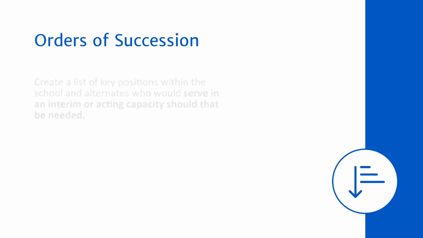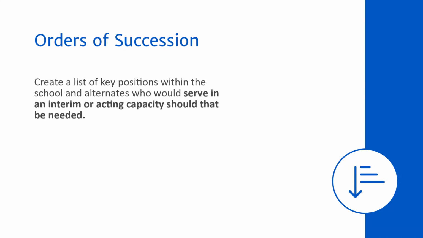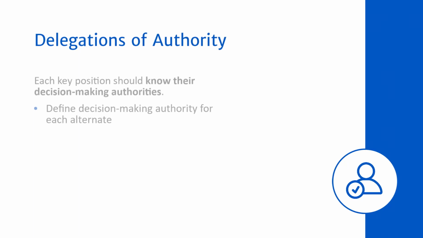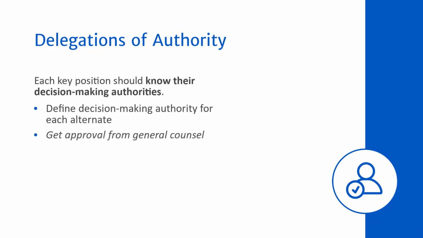Next in your Coop, you'll want to address orders of succession and how authority will be delegated if the incumbents are unable or unavailable to fill their role. Your school may want to start by creating a list of key positions within the school and alternates who would serve in an interim or acting capacity should that be needed. Along with the list of alternates, each key position should know their decision-making authorities. These sections should be reviewed by the school's or district's general counsel to ensure it meets state and local laws and district policies.